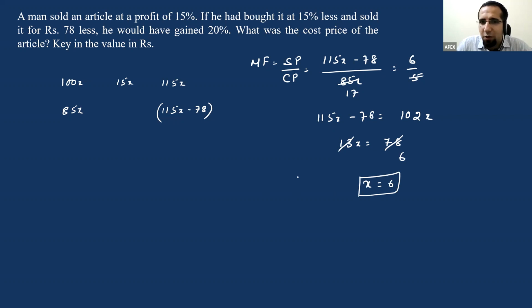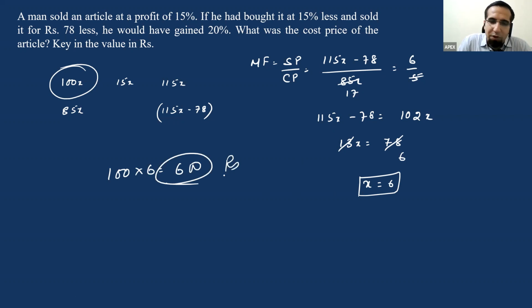Now, what is the question asking us? The question is asking us to find the cost price of the article. We have assumed the cost price is 100x, and therefore our answer becomes 100 into 6. That is going to be 600 rupees should be my answer. Again, a very easy question. If you would have left initial questions, you have enough time to look at this question. You should not be taking more than 2 minutes in this question at all.